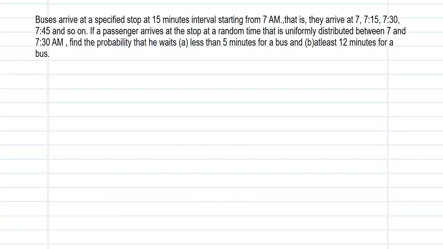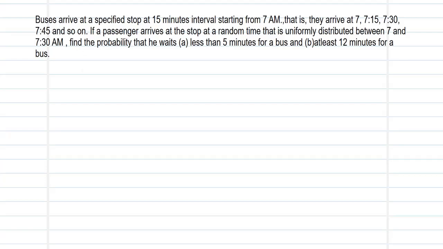The problem is as such: buses arrive at a specified stop at 15 minute intervals starting from 7 a.m. So they arrive at, say, 7, 7:15, 7:30, 7:45 and so on. A passenger arrives at the stop at a random time that is uniformly distributed between 7 and 7:30 a.m. We have to find the probability that he waits for less than 5 minutes for a bus, and at least 12 minutes for a bus.